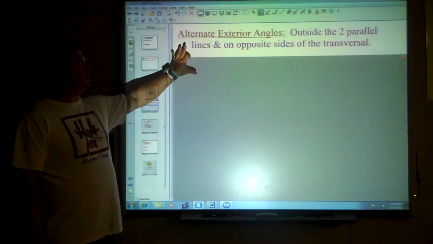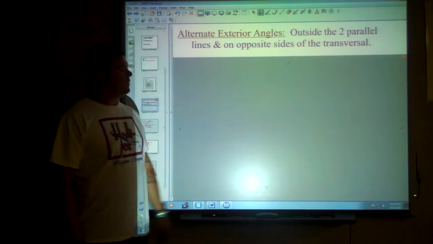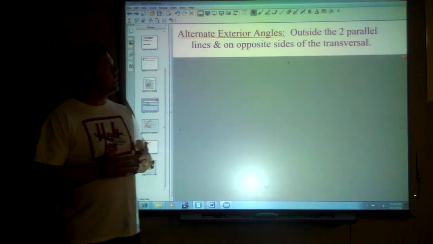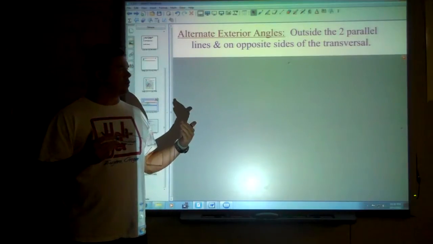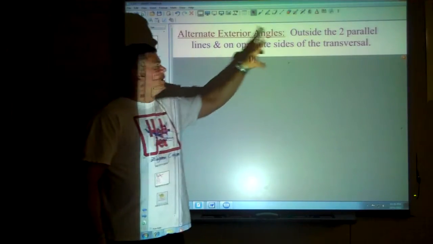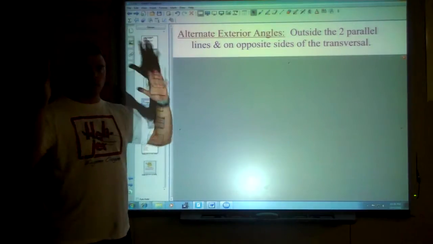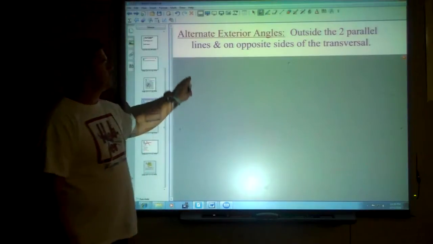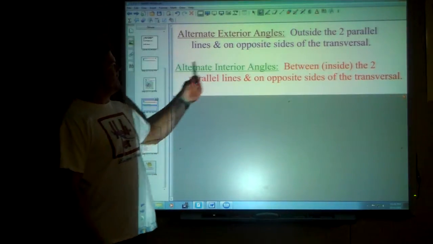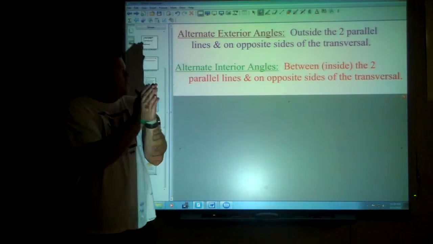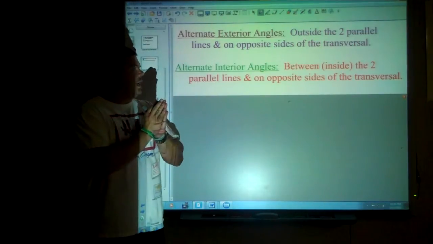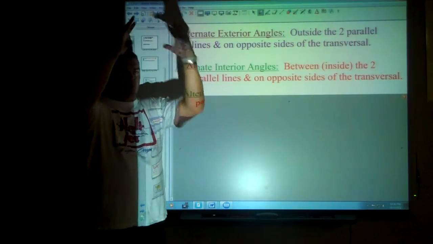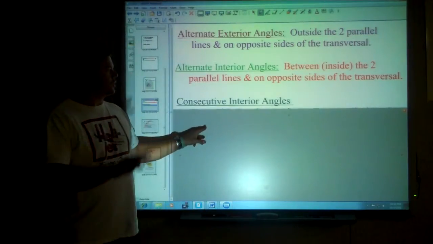Alternate exterior angles. Now we're going to look at a specific example of each one of these, but I want to get the definitions in first. They're on the outside of two parallel lines, and on opposite sides of the transversal. Now we may not always have parallel lines, but they're on the outside of the lines being intersected by the transversal. And they're on opposite sides of the transversal. Alternate interior angles. They're in between the two parallel lines, typically, and on opposite sides of the transversal. So we have a line that's crossing them, they'll be on opposite sides of it, but they'll be in between the intersected lines, and you'll see this in a moment.